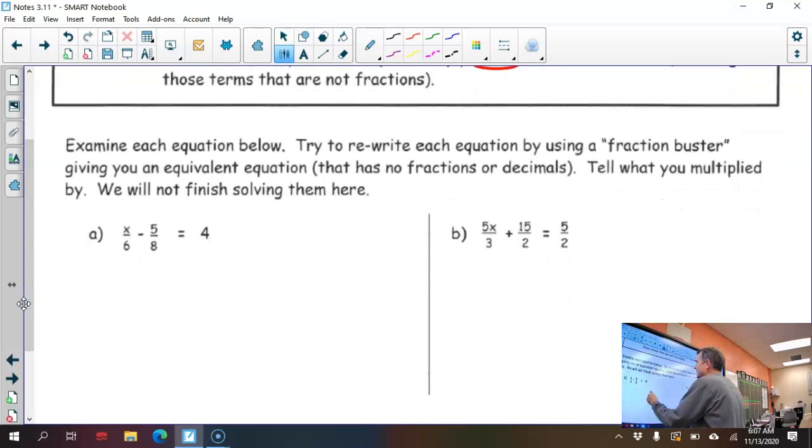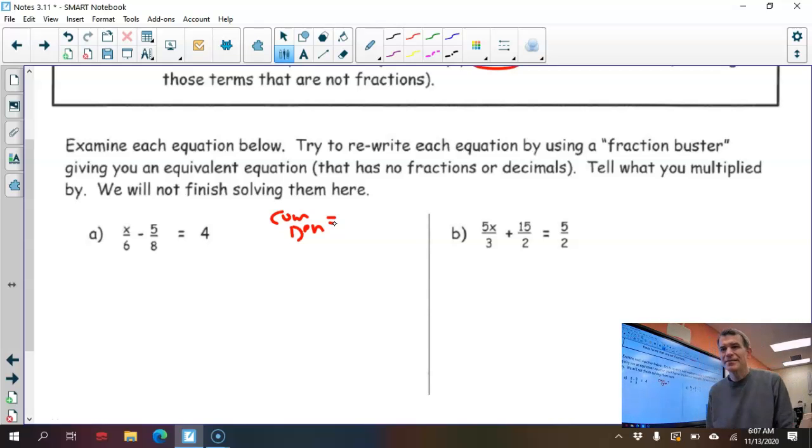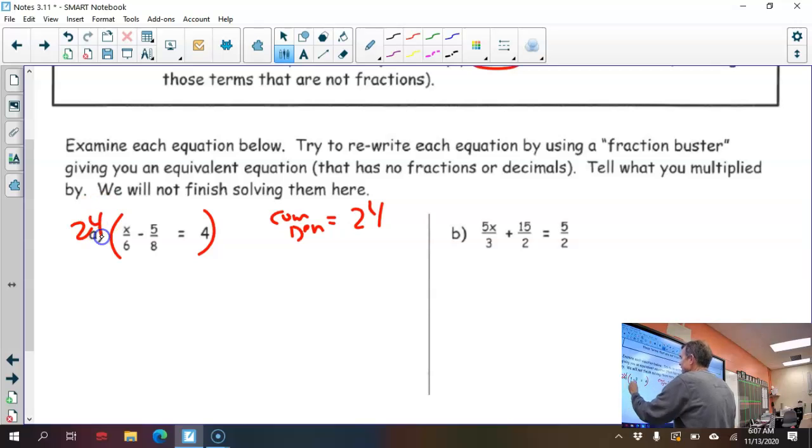So the first one has a common denominator. Let's write that over here. Common denominator equals, let's see, what do 6 and 8 both go into? Well, I could multiply them together and use 48, but I happen to know a smaller number, 24. But you know what? Multiplying them together will always get me a common denominator. 24 I'm going to go with though, right? So I'm going to take this entire equation and multiply it by 24.